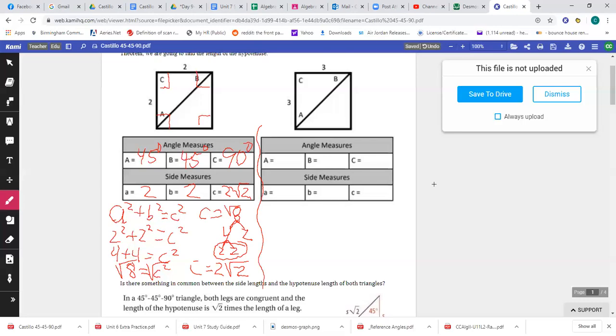Okay, so let's see what happens if instead of a side length of 2, we have a side length of 3. So once again, since it's a square, those are all 90 degrees.